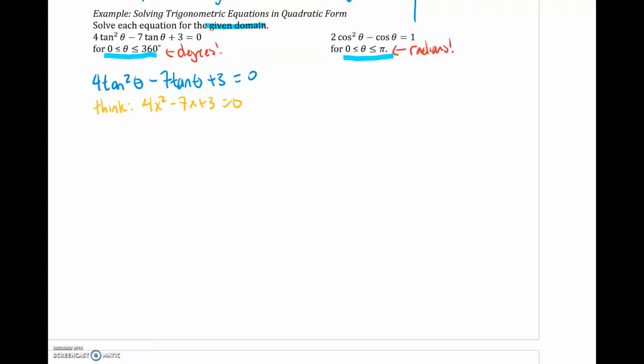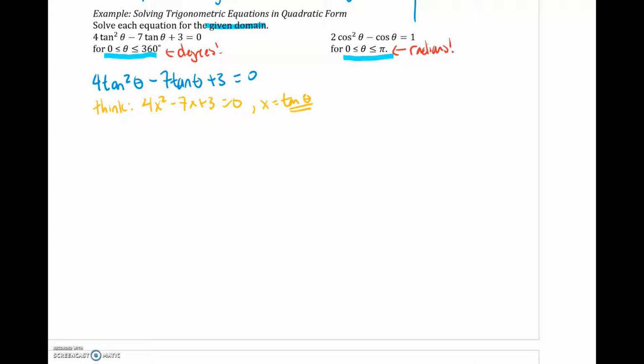Isn't that so much more approachable than if you looked at tangent? Because that's literally what we are going to do. But in this case, our x isn't just a number. Our x is actually tangent theta. So we're going to solve for tangent theta and then deal with what that value is at the end.